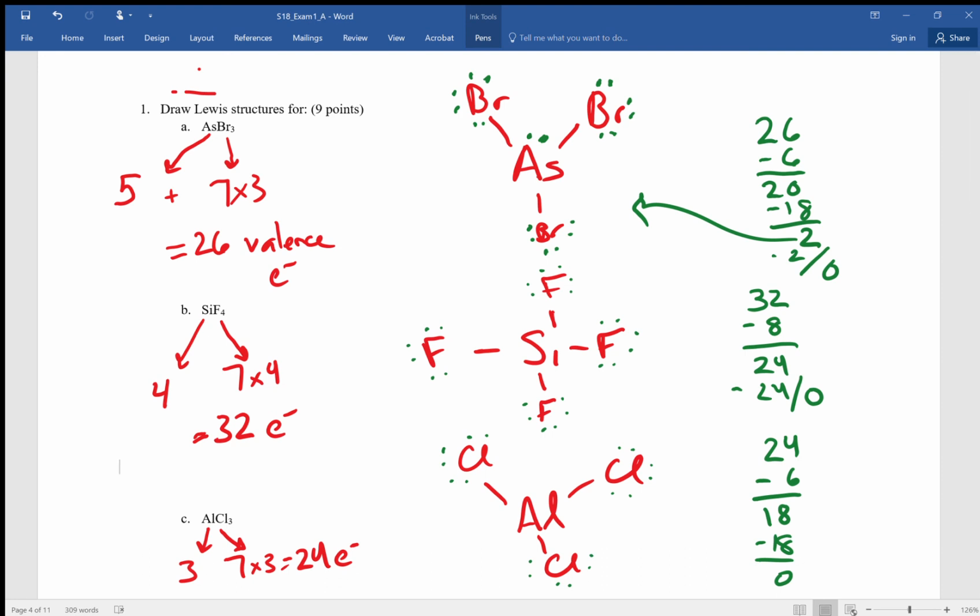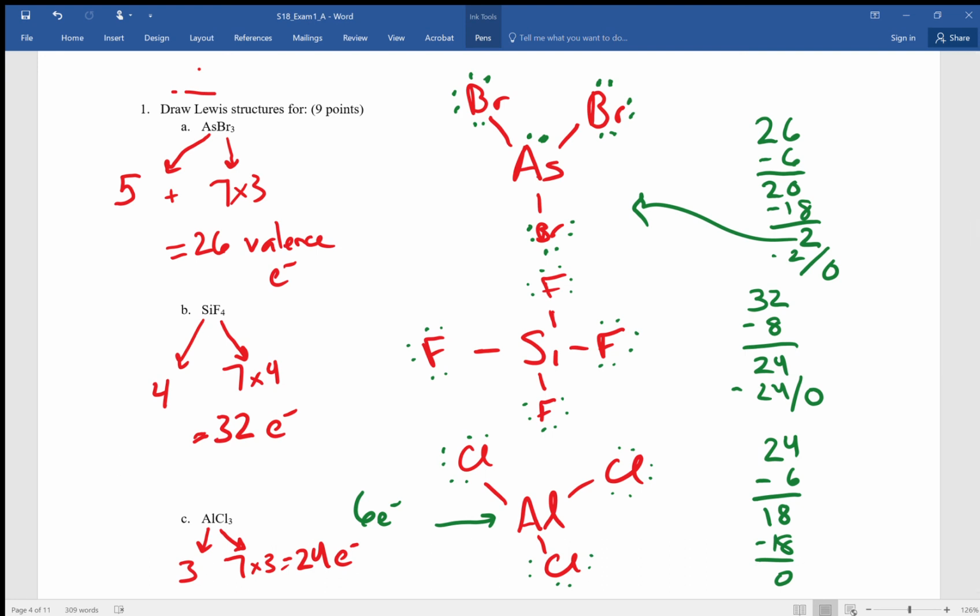In part B, we have no electrons left, but the central silicon already has 4 bonds to it, or a total of 8 electrons, so it's happy, and we're done there. Part C is the most challenging of these three, because we don't have any electrons left, but the aluminum only has 6 electrons. Now, normally in this situation, we would take one of the lone pairs from one of the chlorines and make a double bond.